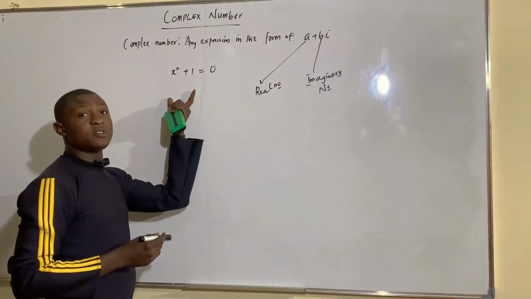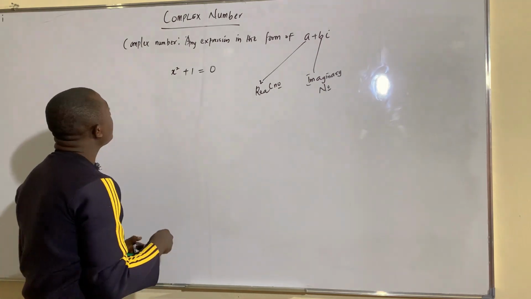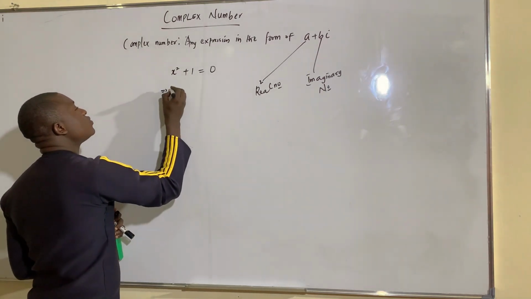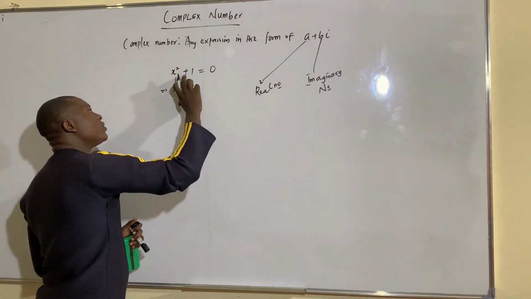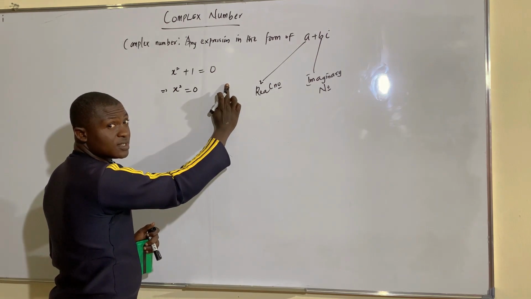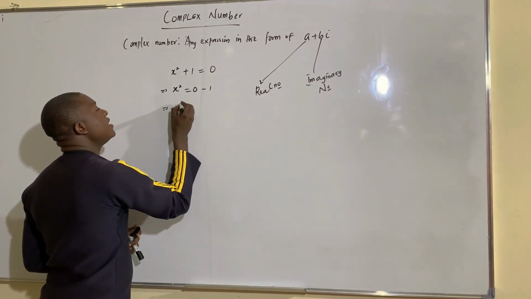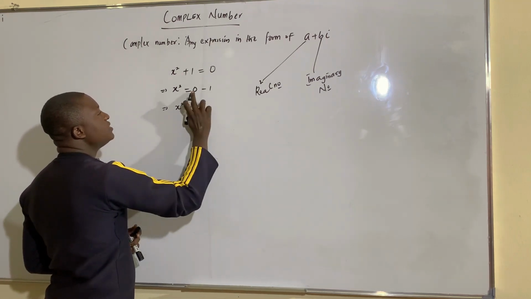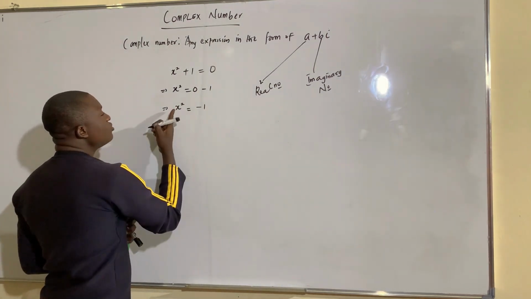What is the first step here? We are going to firstly collect like terms, right? So if I collect like terms here, I can have x squared is equal to 0. Now, this is plus 1. When the plus 1 comes to this side, it's going to become what? Yeah, minus. So that is -1. Then here I can have x squared is equal to 0 minus 1. We are going to have -1.